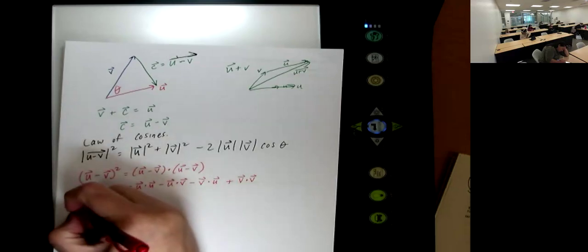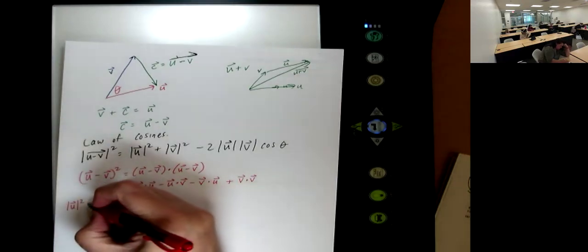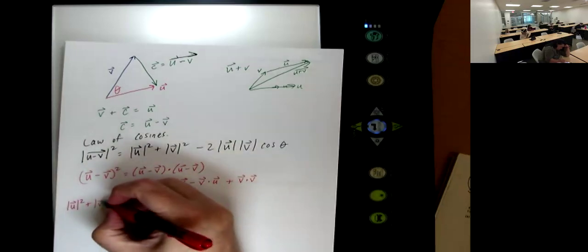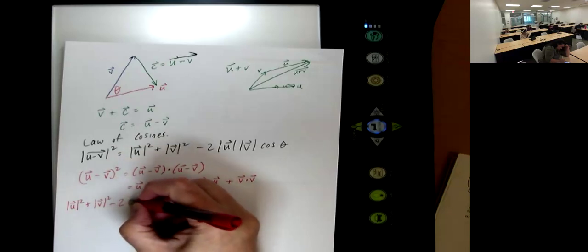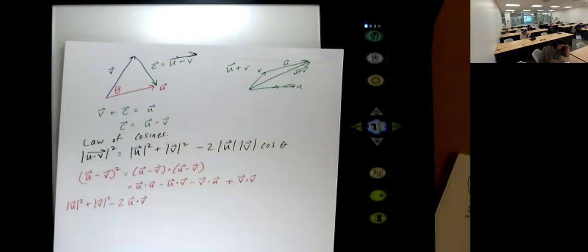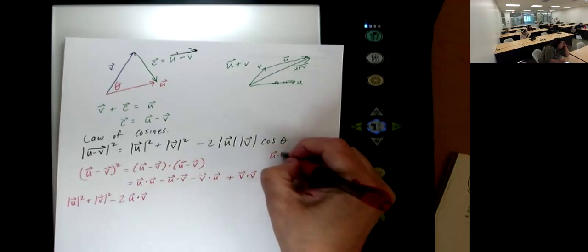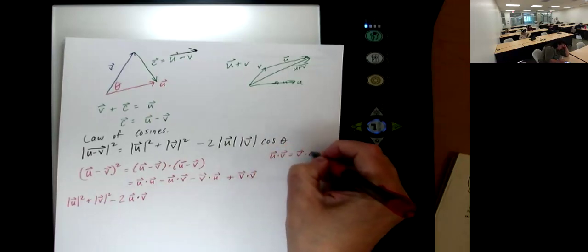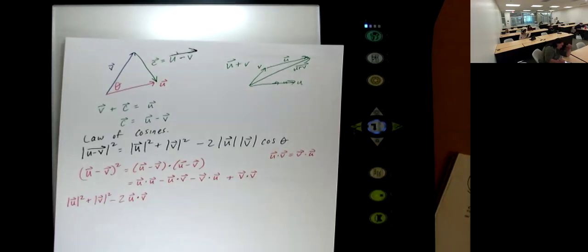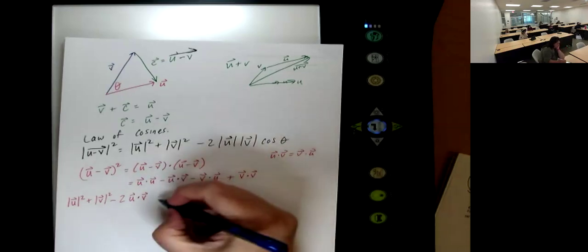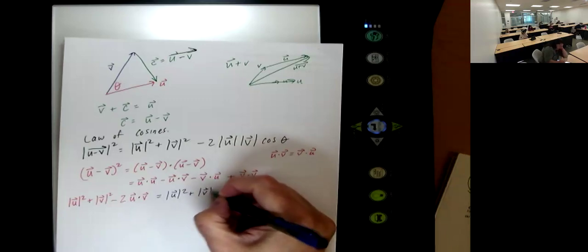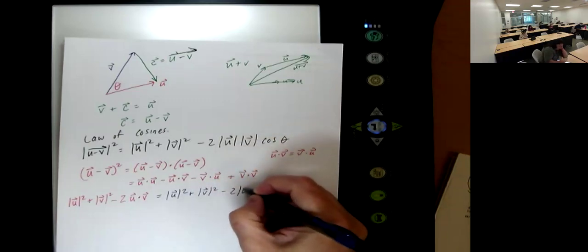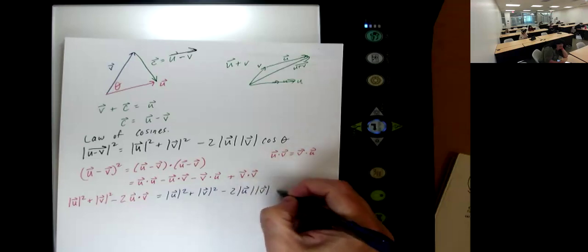So the left-hand side cleans up into the magnitude of U squared plus the magnitude of V squared minus two U dot V, because remember, U dot V equals V dot U. So we combine them. That's my left side. My right side is still magnitude of U squared plus magnitude of V squared minus two magnitude of U, magnitude of V, cosine theta.